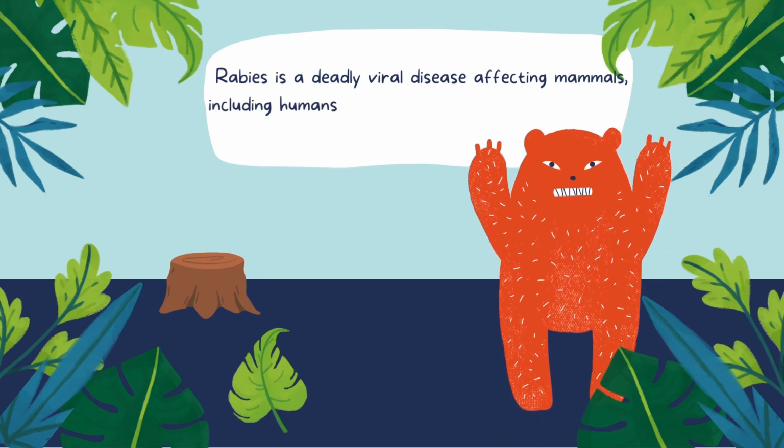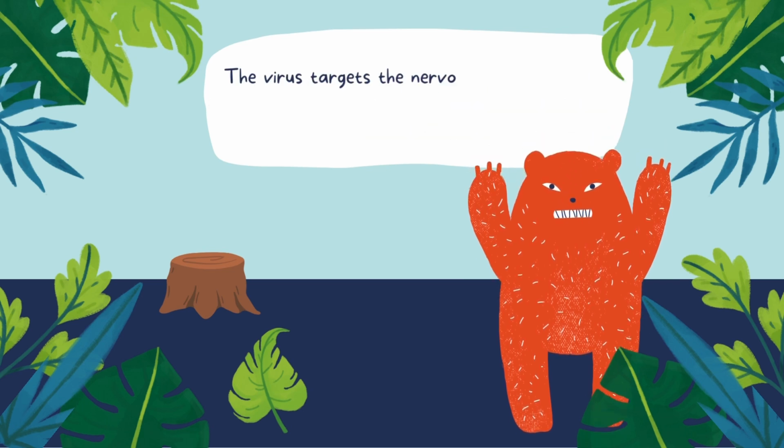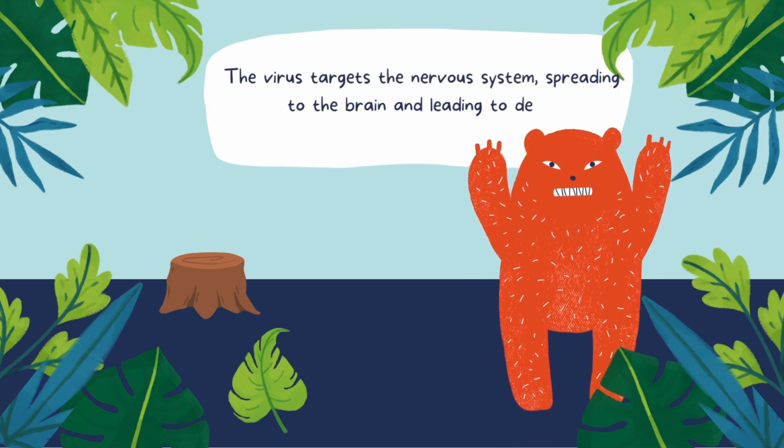Rabies is a deadly but preventable viral disease that affects mammals, including humans. The virus is transmitted through the bite of an infected animal. Once in the body, it affects a mammal's nervous system, ultimately spreading to the brain and causing death.